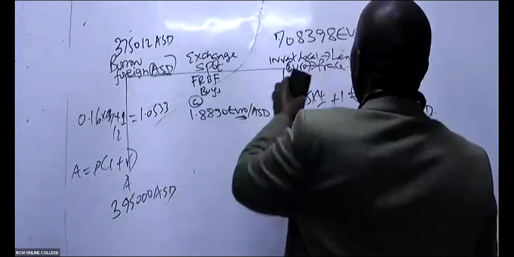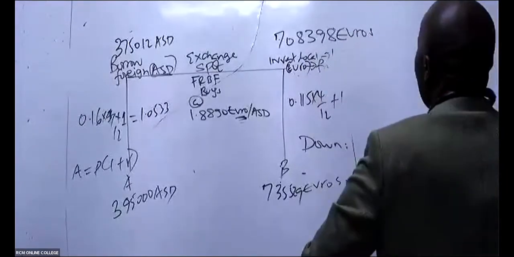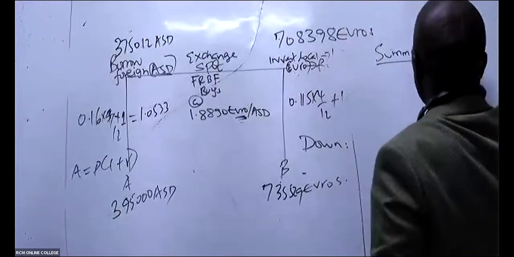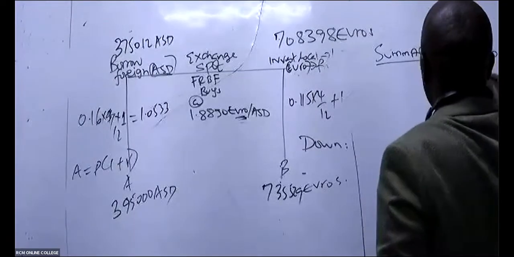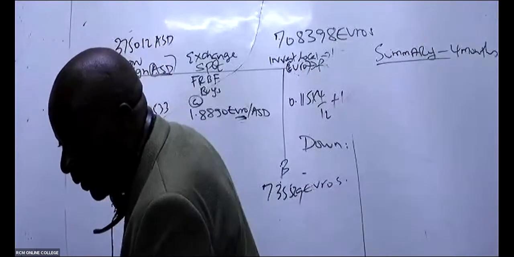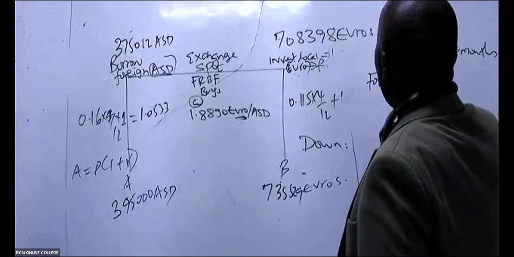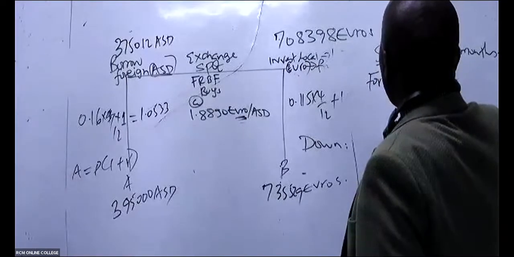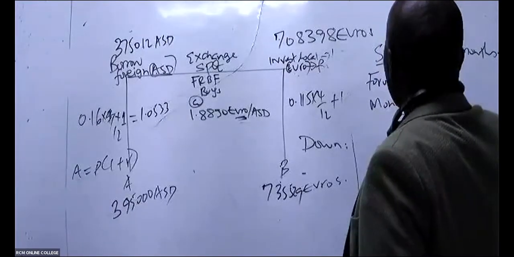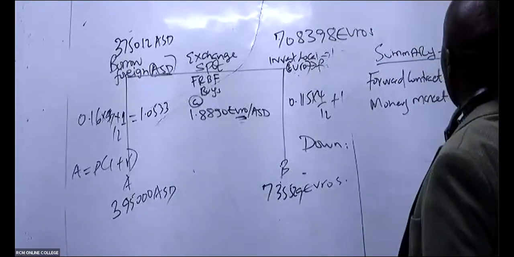Give us a summary for the 4 months. So in the summary, give us forward contract, and give us money market. Money market is 735,529 euros.